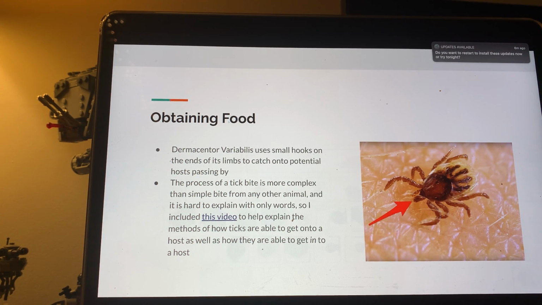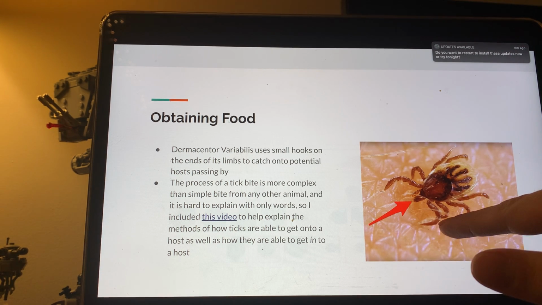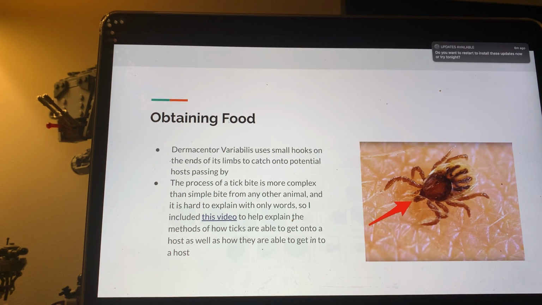And so just to quickly overview it, if you want to go more in depth, the video is pretty nice, but basically over here, they have these small hooks that can catch onto things such as fur or fabric for humans, or just hair on the skin. They pretty much sit in the grass. That's why when you go in the tall grass, you get a lot of ticks. They usually go to the tips of the grass and just sort of wave their arms around, waiting for someone to walk by and brush on them. Once that does happen, they latch on, and then they're in.